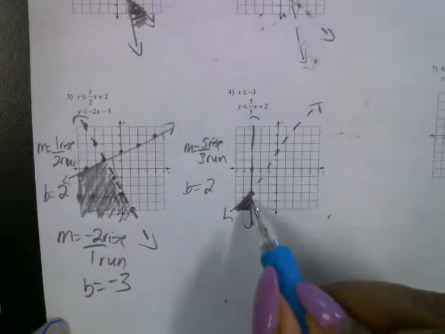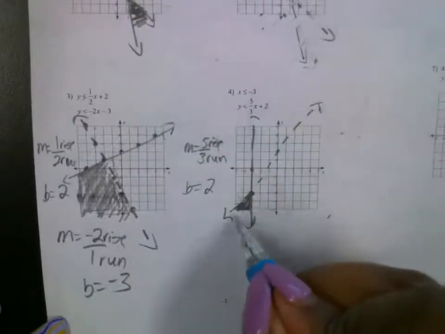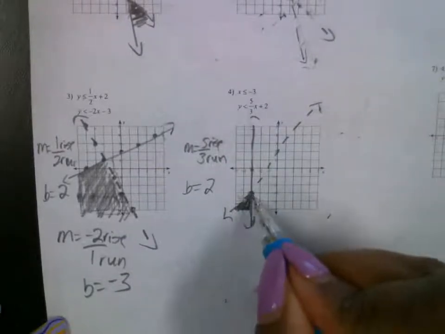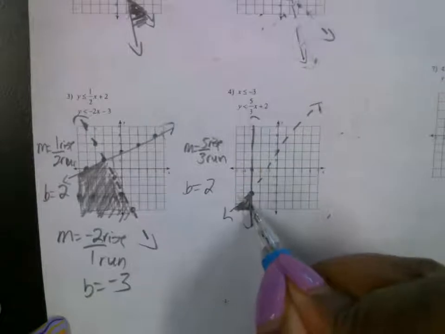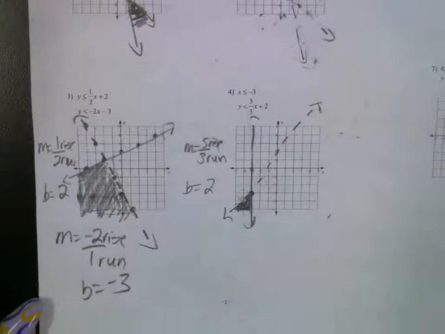I need to show that this is a dash line. Any point that's on a dash line is not a part of the solution. But if it's on a solid line, it is a part of the solution. If it's in the shaded region, it is a part of the solution. Okay. Number 5.